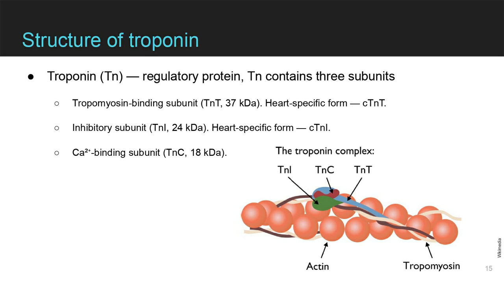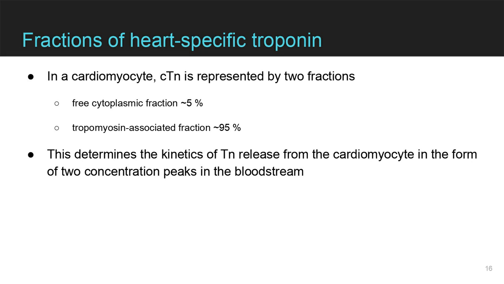There are two fractions of heart-specific troponin. Why do we have to know this? Because there are two fractions: a free fraction, the cytoplasmic fraction, and a tropomyosin-associated fraction. We have to know this because in case of myocardial infarction, the concentration of troponin contains two peaks. The first peak, I will show you. The first peak, look at there, a green line.